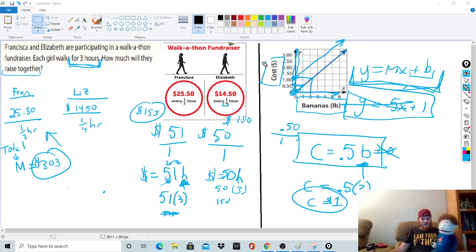Okay, so wait. So what you're saying is I just need to divide, like in the last video, and then whatever my unit rate or my constant of proportionality is, that's the number that goes in front of the variable? That's the number that goes in front of the variable. You're totally right. Oh, that's kind of easy.